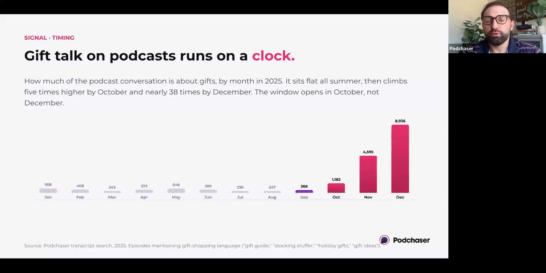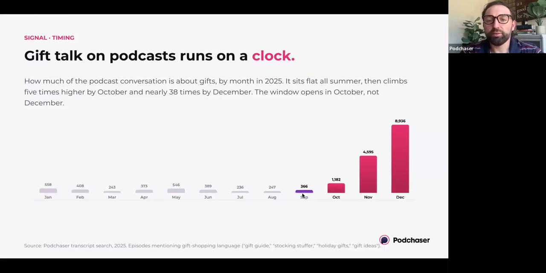So this is going to be the first one. This is going to be timing. This is going to be the cultural tentpole category that we looked at before. So gift talk on podcasts basically runs on a clock. And what we can see through this is very, very dormant. We see mentions of, and just so you know, the actual transcript language we looked for were gift guides, stocking stuffer, holiday gifts, gift ideas. You can go a lot further beyond that. We can condense that even further if you wanted to, but just for the sake of the example, those are the keywords that we used.